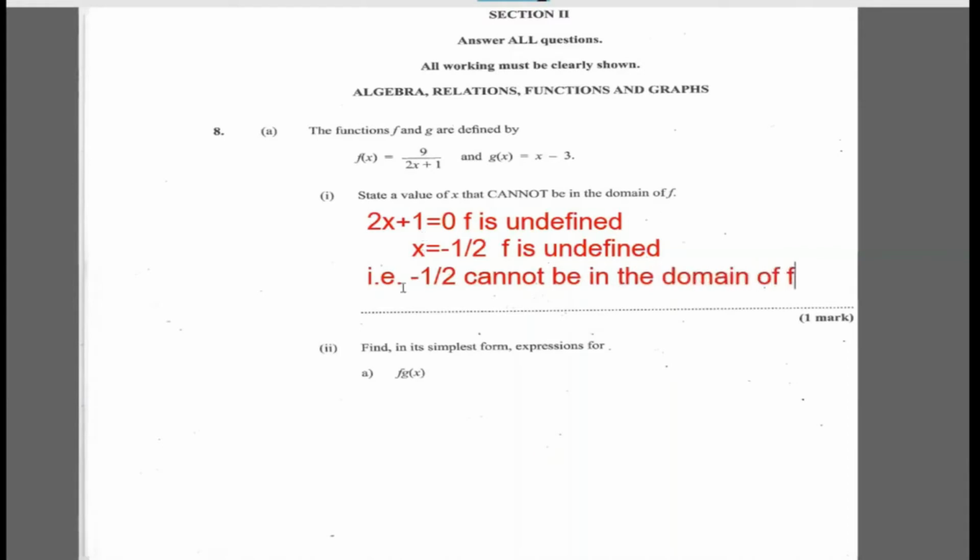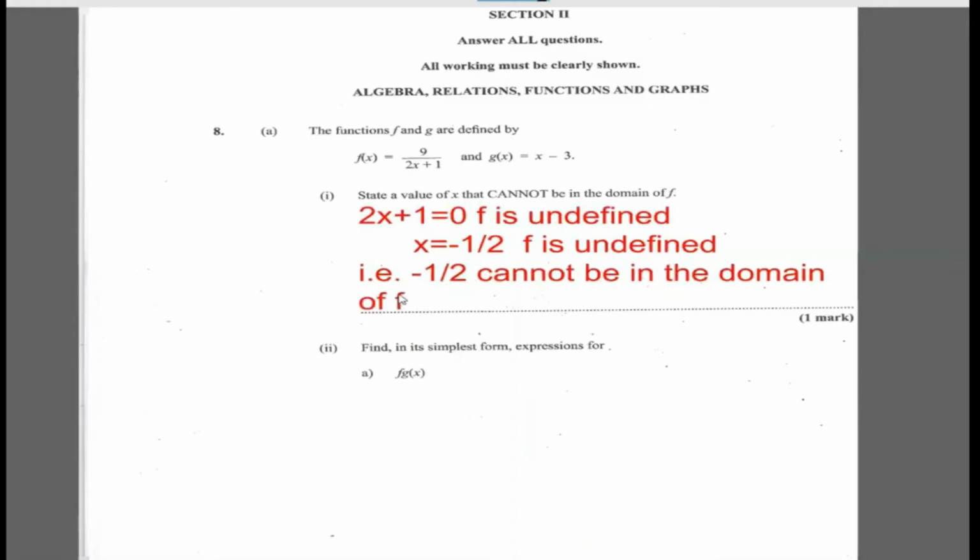And so what we're going to say then is when x is equal to negative a half, f is undefined. So this is the value of x that cannot be in the domain. Negative a half cannot be in the domain of f. That's just the truth.